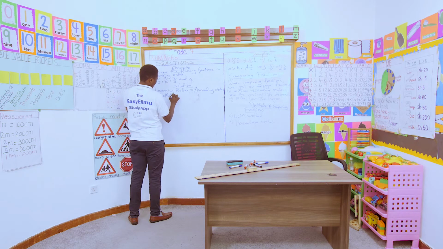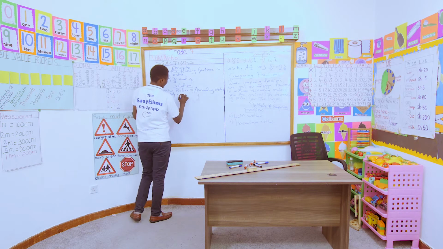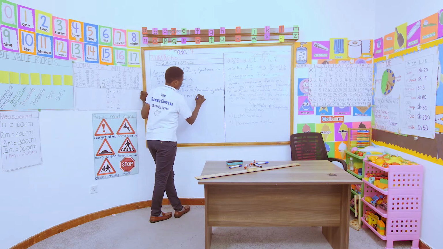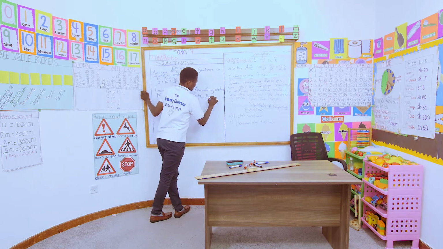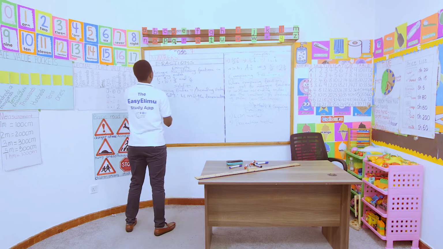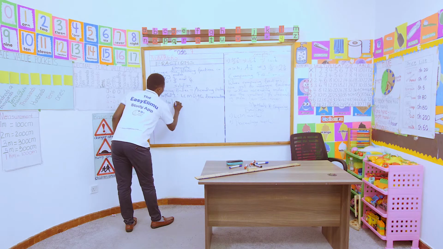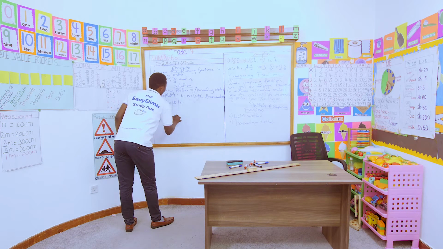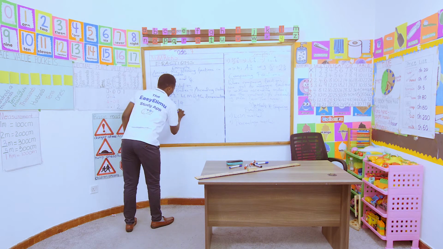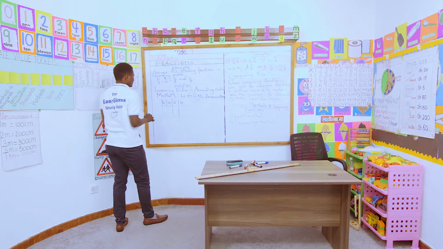Method 1: LCM of the denominators of the fractions given. So our first denominator is 2, second is 10, the third is 5, and the fourth denominator is 4. So we solve the LCM, that is our method 1.